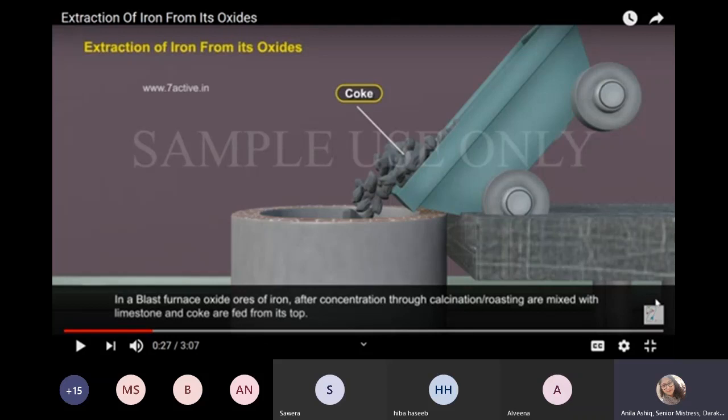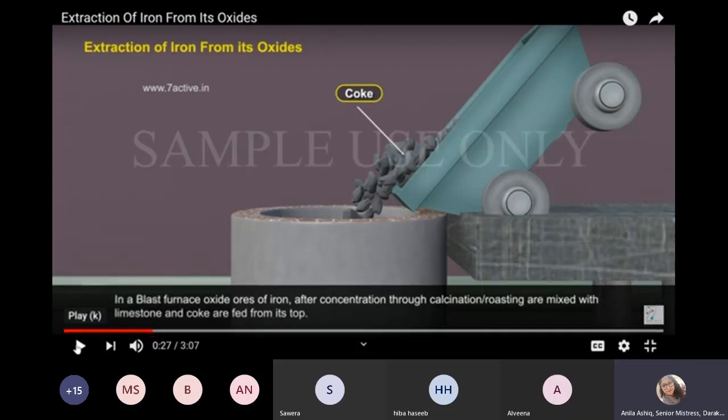In a blast furnace, oxide ores of iron after concentration. Very right, Arisha. So even Hajra is also very right. So do we need to treat all the ores the same way, no matter which metal you are dealing with? Or is it just the case of iron? Very good, Arusha. That is the right answer. All the ores, purification. Very right. So yes, this is concentrating the ore and getting what we want from the sample for the further extraction or further process, which is really important. And you all are right.